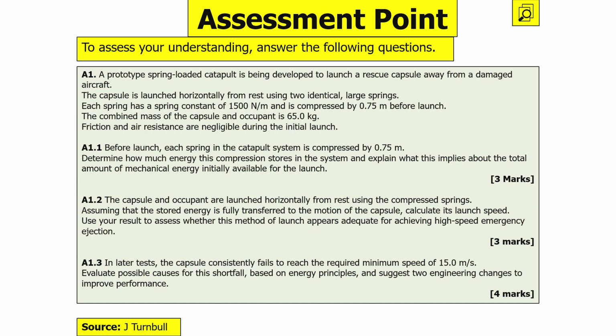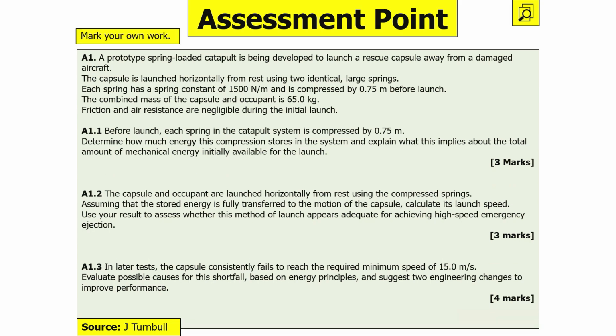In later tests, the capsule consistently fails to reach the required minimum speed of 15 meters per second. Evaluate the possible causes for this shortfall based on energy principles and suggest two changes to improve performance. So pause the video now, then unpause the video when you want to go through your answer.